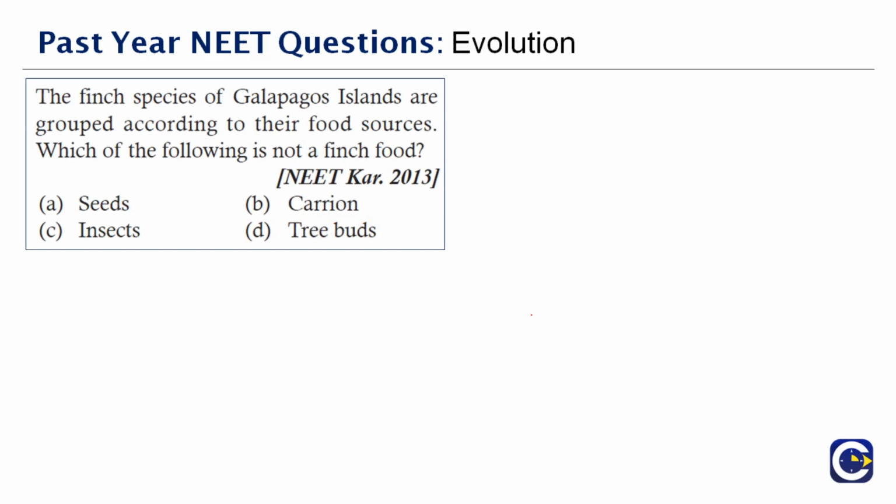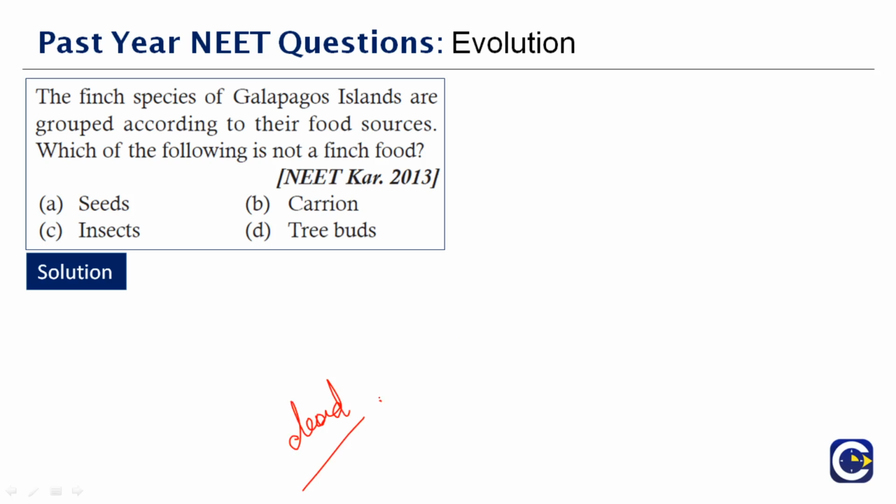Next question. The finch species of Galapagos Islands are grouped according to their food resources. Which one of the following is not a finch food? Okay, this you will not be aware of. See, Darwin observed an amazing diversity of creatures on the Galapagos Islands. He realized that there were many varieties of finches on the small island, like seed-eating finches with altered beaks, insectivorous, vegetarian finches, and so many. Which one of the following is actually not a finch food? It is actually carrion, which is B. See, no finches feed on dead bodies. Carrion is nothing but dead decaying matter. So it is not going to eat that.